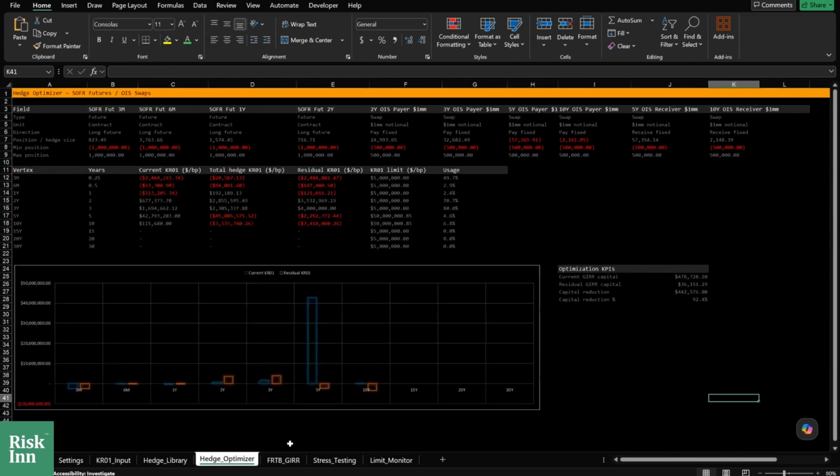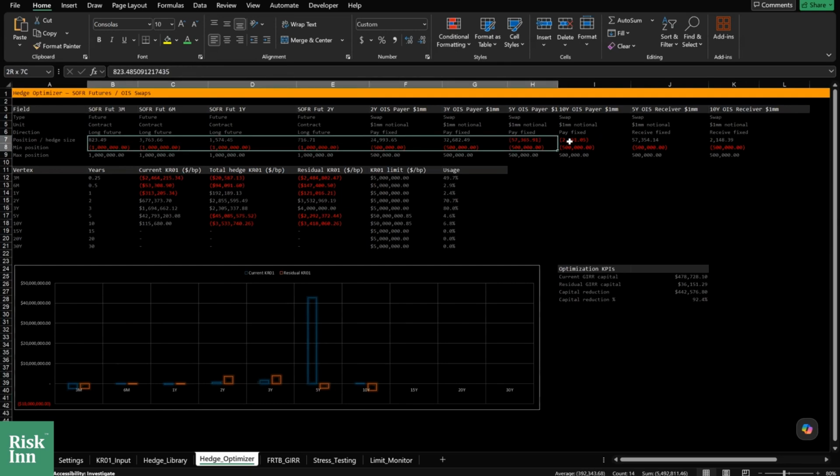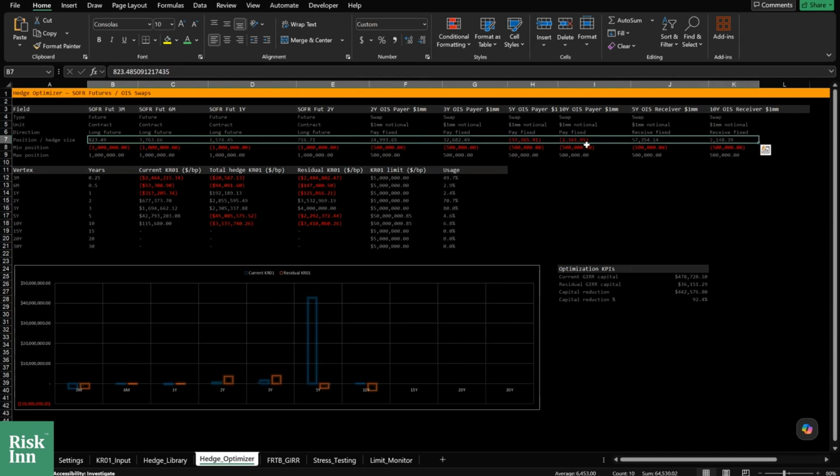We can potentially do an optimization. Okay, what this optimization does is you need to solve for the notionals that you need to invest in the hedging instruments. So this is what the solver gives us. This is the answer. These many notionals I need to enter into under these hedging instruments.